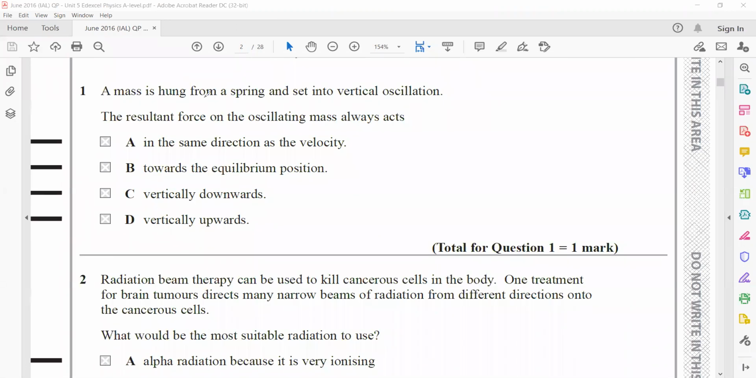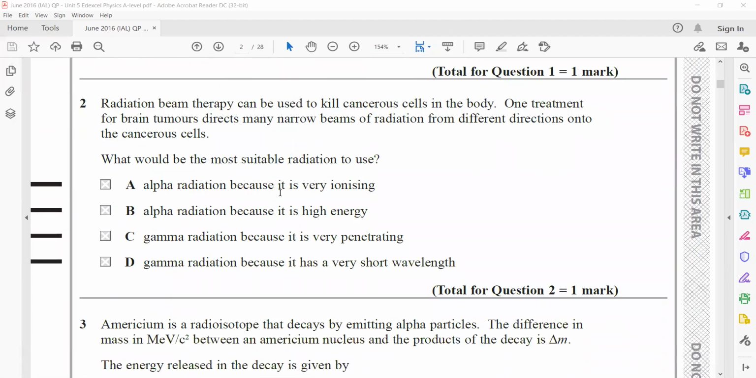In the first question, a mass is hung from a spring and set into vertical oscillation. The resulting force of an oscillating mass always acts... So we know force is directly proportional to acceleration, and in simple harmonic motion, acceleration is directly proportional to displacement, which is always directed towards the equilibrium position. So B is the right answer, because we can relate acceleration with displacement, or we can relate the force with displacement as well.